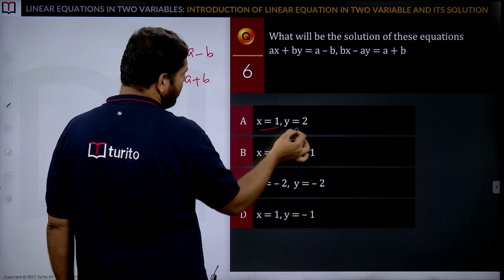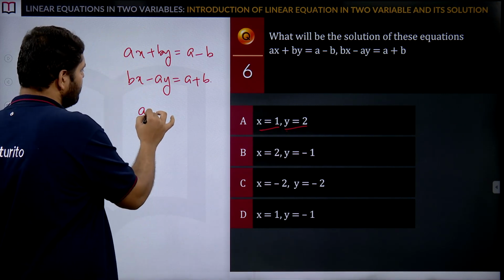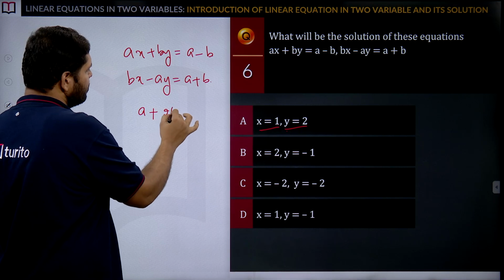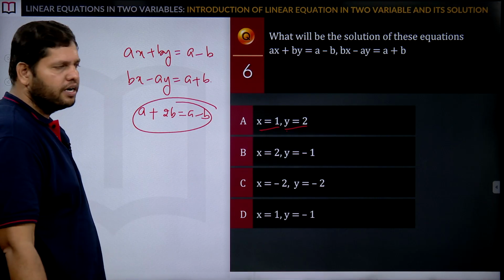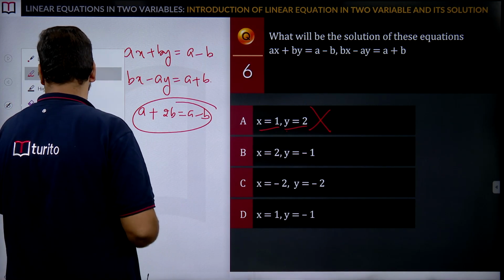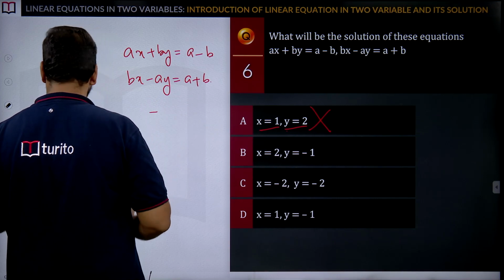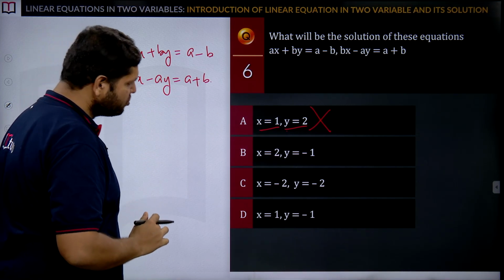Children, look at the first option. x is equal to 1 and y is equal to 2. x is equal to 1 means this is a. y is equal to 2 means it is 2b. So this is a plus 2b. Children, do you think it is true? It is not true. So the first option fails. Now children, go for the second option. Even the second option is not satisfied, children.